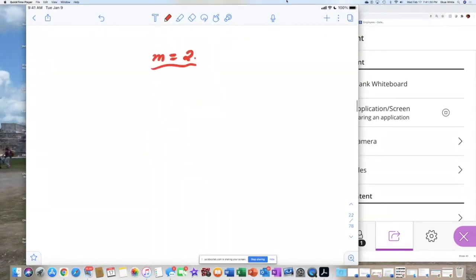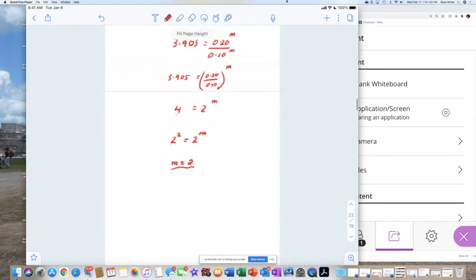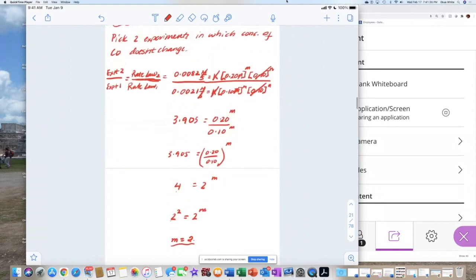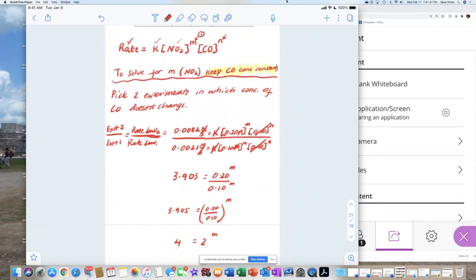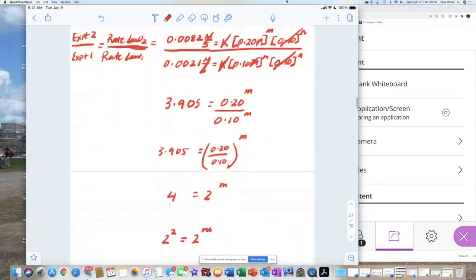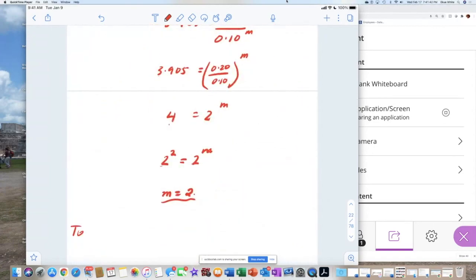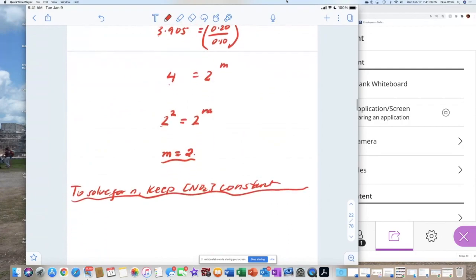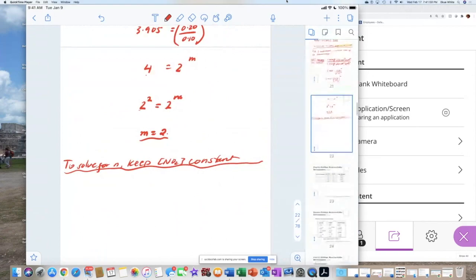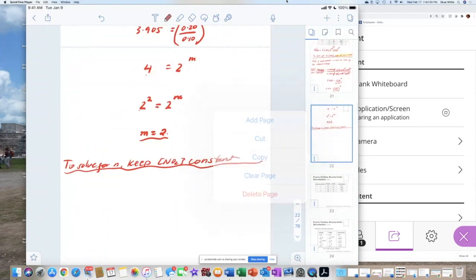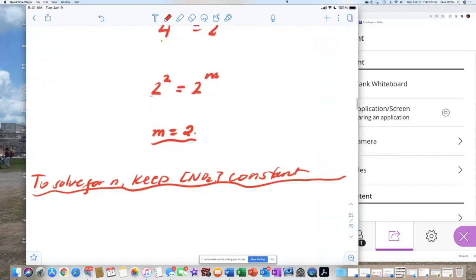Now that we have m, we can do the same math, but this time we're doing it to solve for n. To solve for n, we have to keep NO2 concentration constant. So our goal here in picking our experiments is to keep NO2 concentration constant. This is the logic behind it. If you're a logical thinker, you would appreciate the logic.